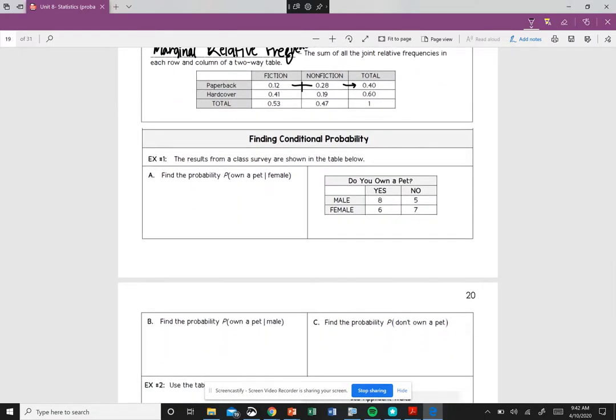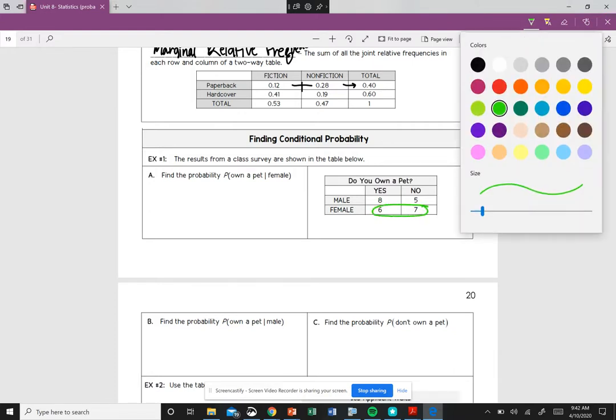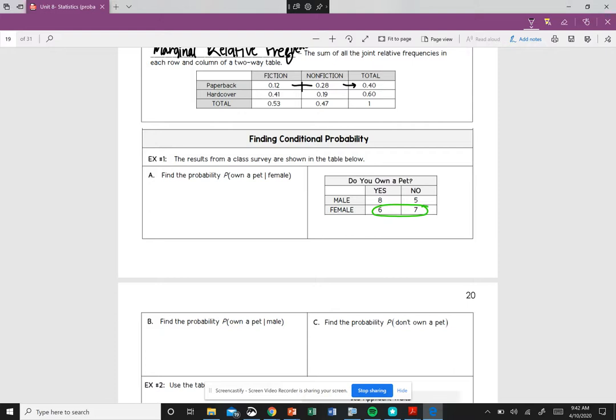Okay, so the results of a class survey are shown in the table below. So here's our table of a class survey. Do you own a pet? Yes or no? And then are they male or female? So it wants to know the probability of owning a pet given that they're female. So what that means for me is that I'm only looking at female.